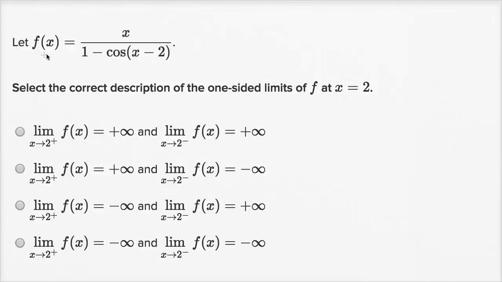So we're told that f of x is equal to x over 1 minus cosine of x minus 2. And they ask us to select the correct description of the one-sided limits of f at x equals 2.